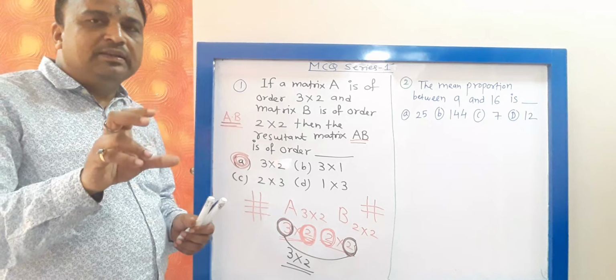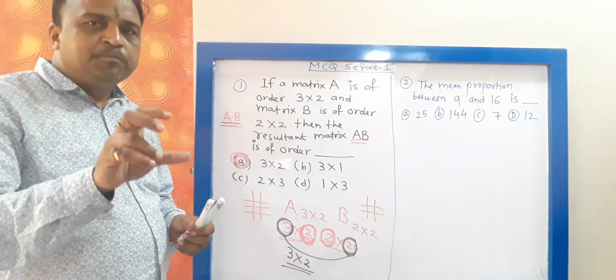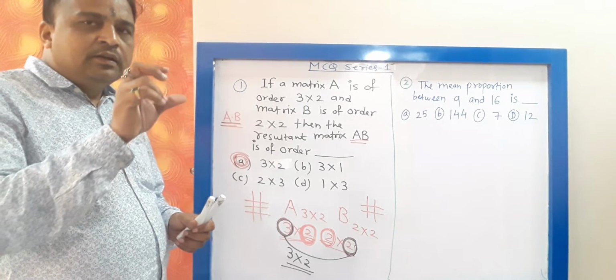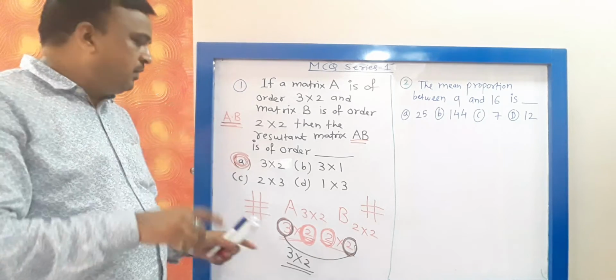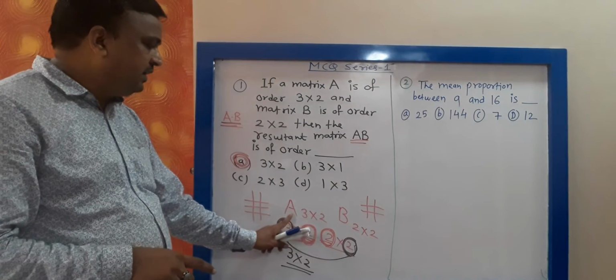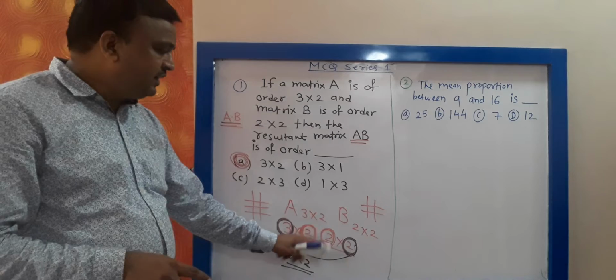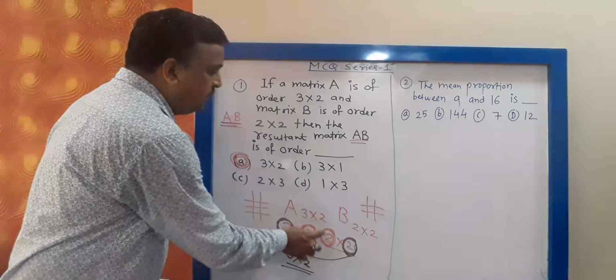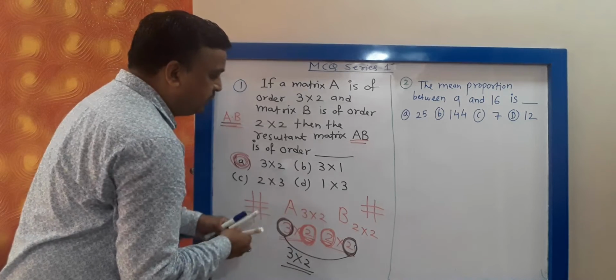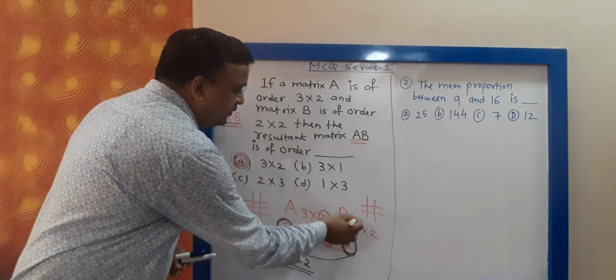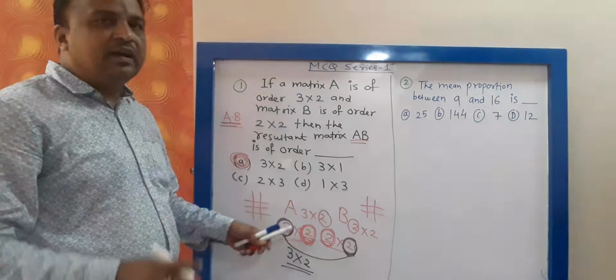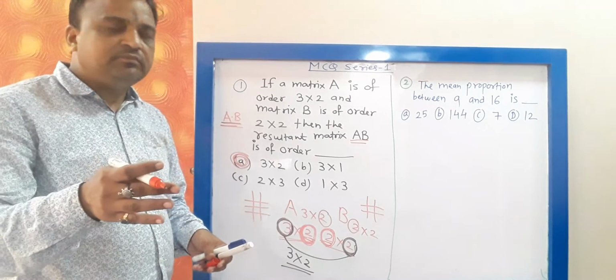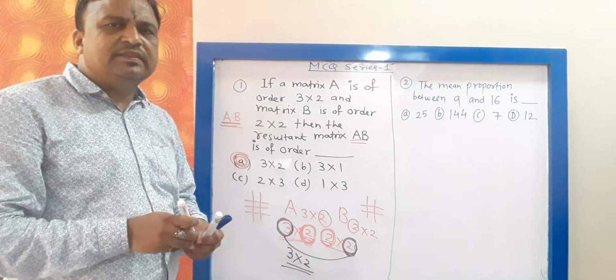So matrix multiplication is possible only when the number of columns of the first matrix A, which is 2, is equal to the number of rows of the second matrix, that is 2. So this 2 is equal to this 2, and that is why A dot B is defined.